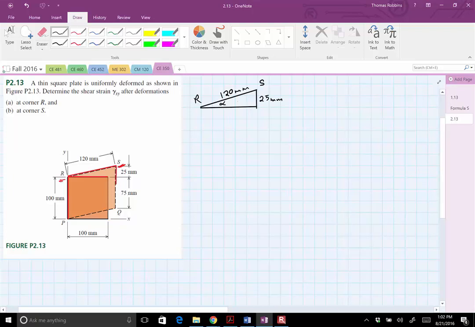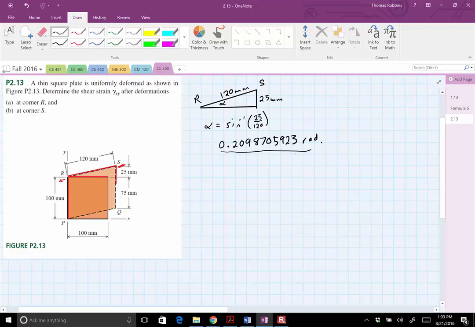So what's alpha? I'm going to just use trig and say this is opposite over hypotenuse, so alpha equals sine inverse of 25 over 120. Make sure your calculator's in radians. So sine inverse of 25 divided by 120, and I get 0.209870593. I just carried out all these decimal places. You don't have to do that on the actual problem, but this is in radians, so I'll just say rad.